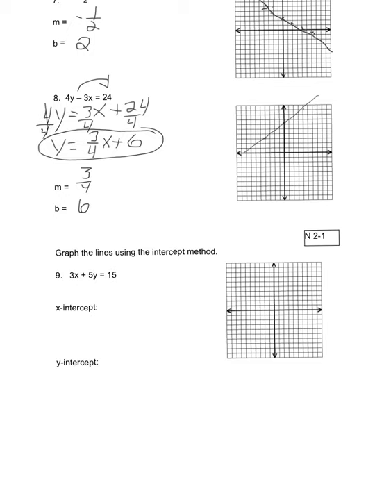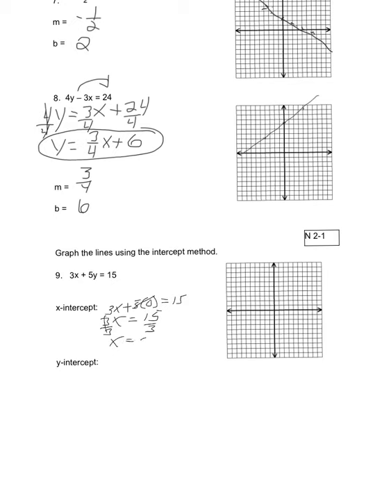So I have 3x plus 5, plug 0 in for y, equals 15. And we're going to solve for x. 5 times 0 is 0, so we know that's going to cancel off. And that leaves me 3x equals 15. Now we solve for x. To get rid of that 3, I'm going to divide by 3, both sides.